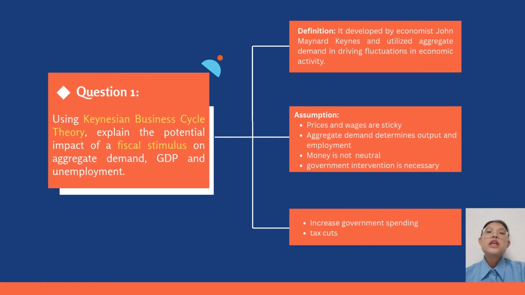The first question is: using Keynesian business cycle theory, explain the impact of a fiscal stimulus on aggregate demand, GDP, and unemployment. According to Keynesian theory, economic fluctuations are driven by aggregate demand. In this theory, there are various assumptions: prices and wages are sticky, aggregate demand determines output and employment, money is non-neutral, and government intervention is necessary. Basically, fiscal stimulus includes increased government spending and tax cuts. However, in this scenario, we focus on spending, as mentioned earlier.